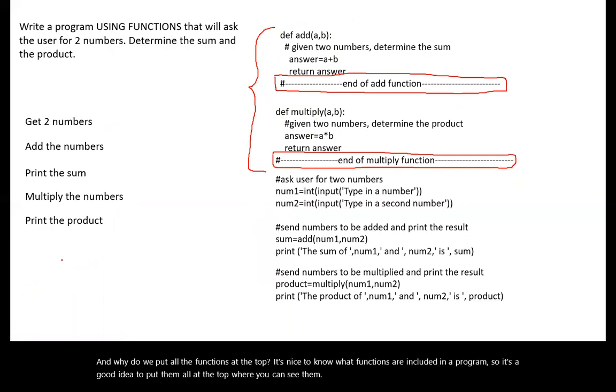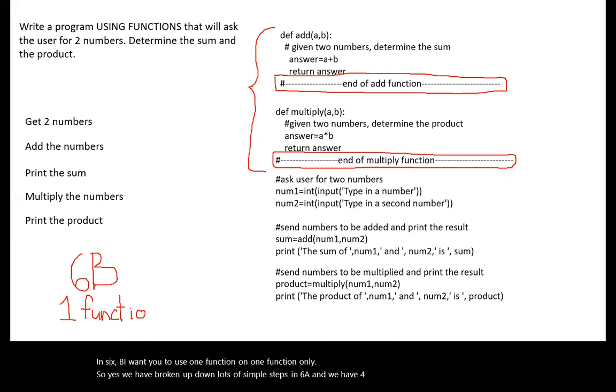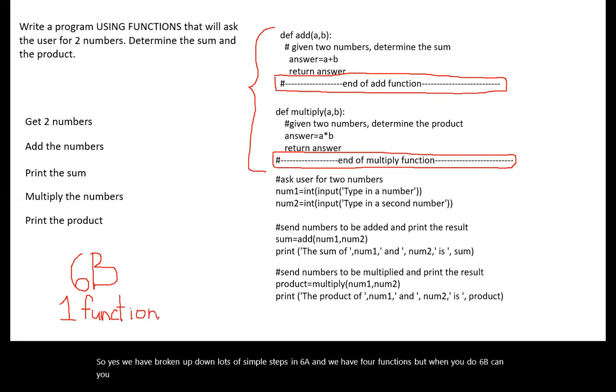All right, after you've done 6A, 6B is a little bit of chemistry. In 6B, I want you to use one function and one function only. So yes, we have broken it down into lots of simple steps in 6A, and we have 4 functions. But when you do 6B, can you do all the math in one?